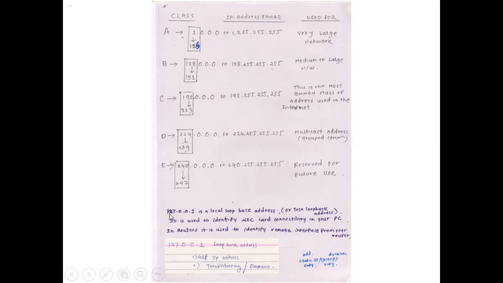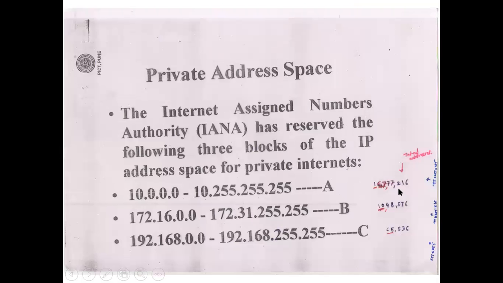In the ITCCN oral exam, the examiner may ask you what the loopback address is and what its range is. So please keep in mind that it is 127.0.0.1.